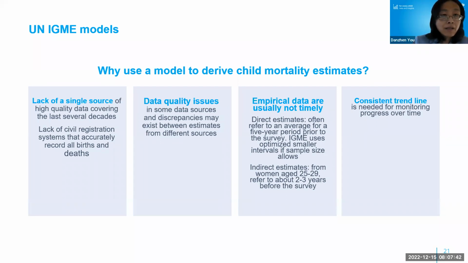In many low and middle income countries, we lack a well-functioning civil registration system that accurately records all births and deaths. The second reason is data quality issues, as I mentioned earlier, so we need to really understand the discrepancies across different sources. Another reason is that the empirical data are usually not timely. We have some time lag from household surveys or census, or even for vital registration data, we may have a year time lag. We also need a consistent trend line to monitor progress over time for SDG goals. Next slide.